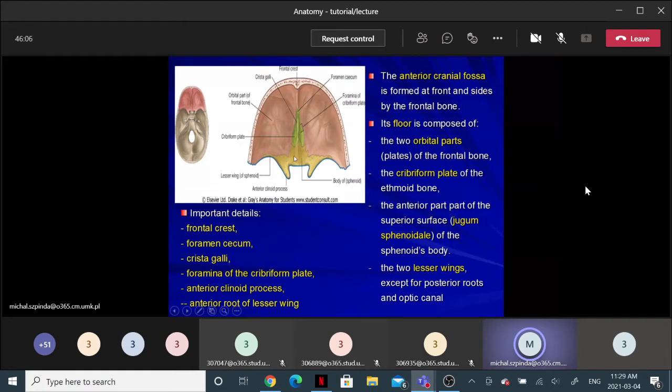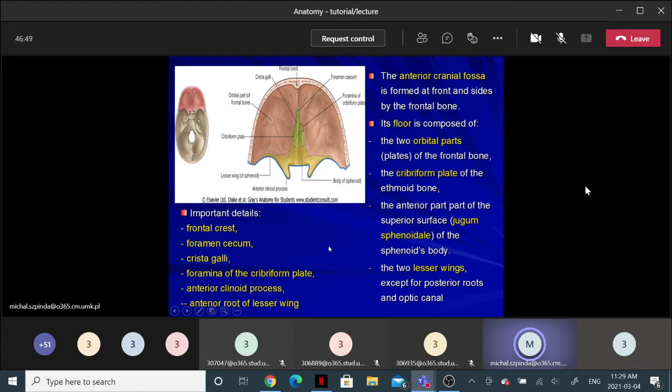Such a surface of the sphenoid bone in the middle refers to the superior aspect of the sphenoid's body that's extended forwards and is called the sphenoidal plane. The sphenoidal plane, anteriorly, gives us such an ethmoidal spine, a spine that joins the cribriform plate of the ethmoid bone.